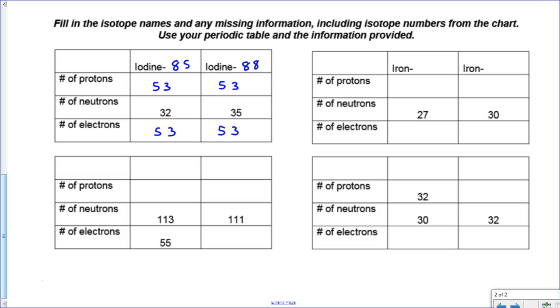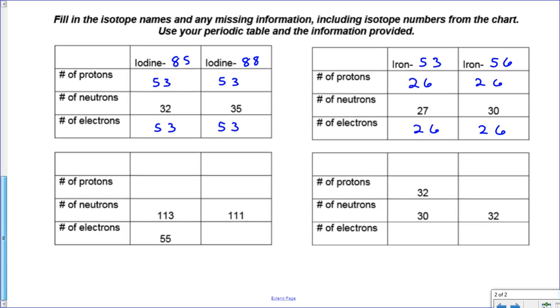The next one here for iron. Iron is atomic number 26. All right, adding the protons and neutrons together gives us 53 for the first one. 26 plus 30 gives us 56. All righty. Last 2 problems here.